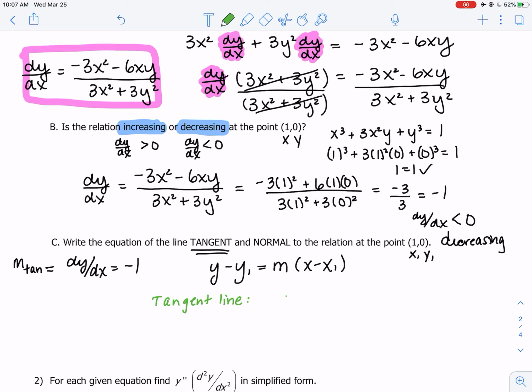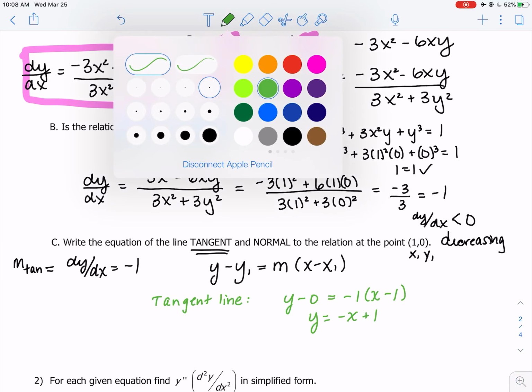For the tangent line here, we will just have y minus 0 is equal to negative 1 times x minus 1. You could clean that up and just make this y equals on the left-hand side, and you can make that into negative x plus 1. That will be the equation for a tangent line.